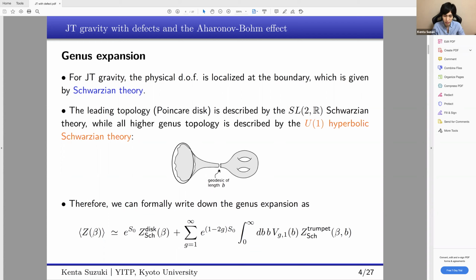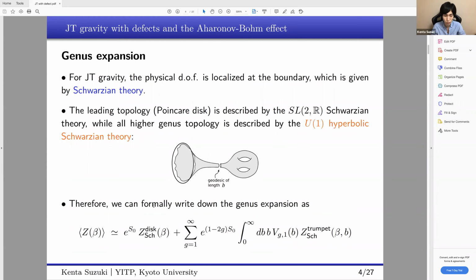And we can formally cut in the middle here. And then the physical degree of freedom solely comes from this right-hand side topology, which we sometimes call trumpet geometry. So the Schwarzian theory defined on this trumpet geometry actually breaks the original SL2R global symmetry by this hole down to U1 global symmetry. So the corresponding Schwarzian theory for this topology is given by a U1 hyperbolic Schwarzian theory.